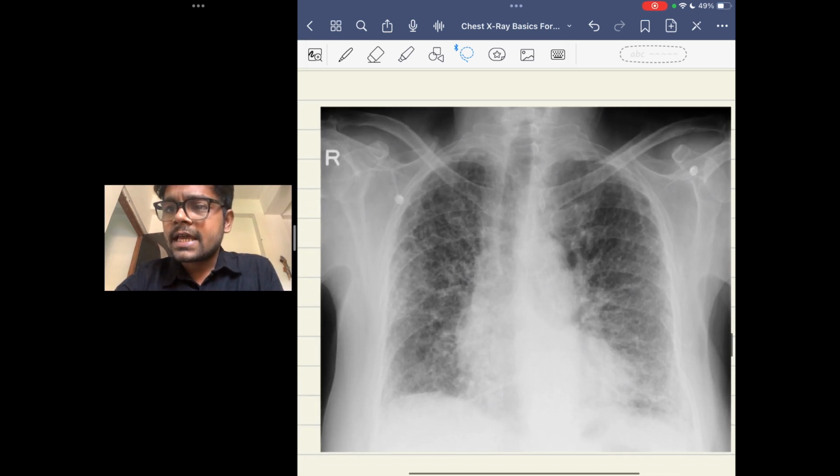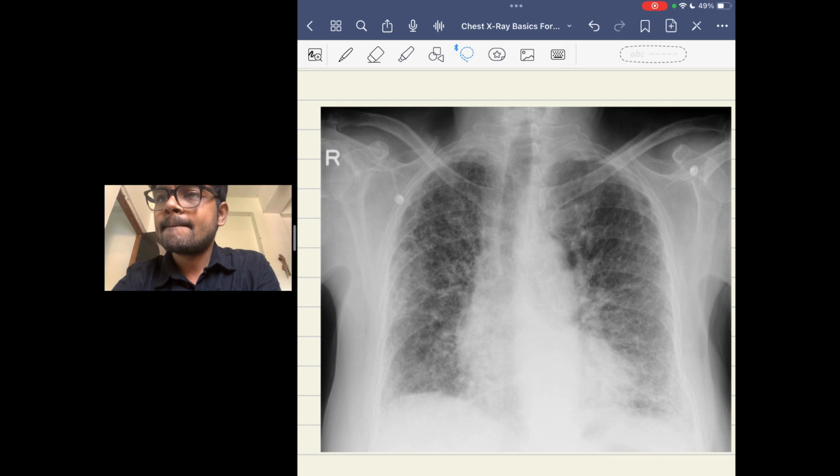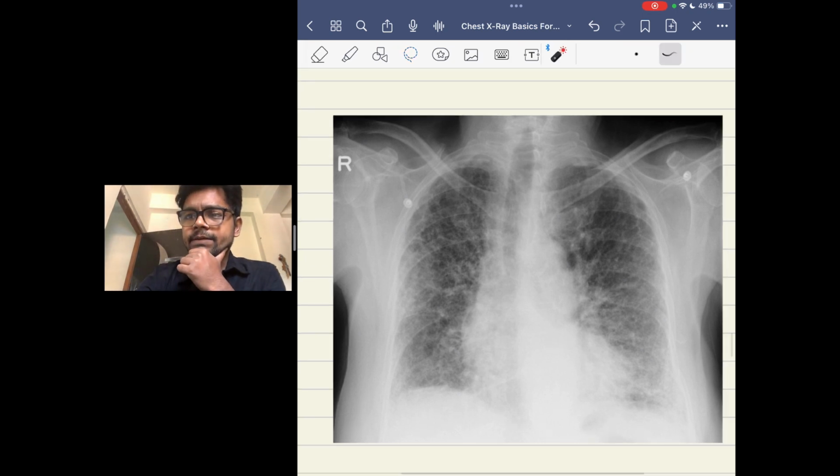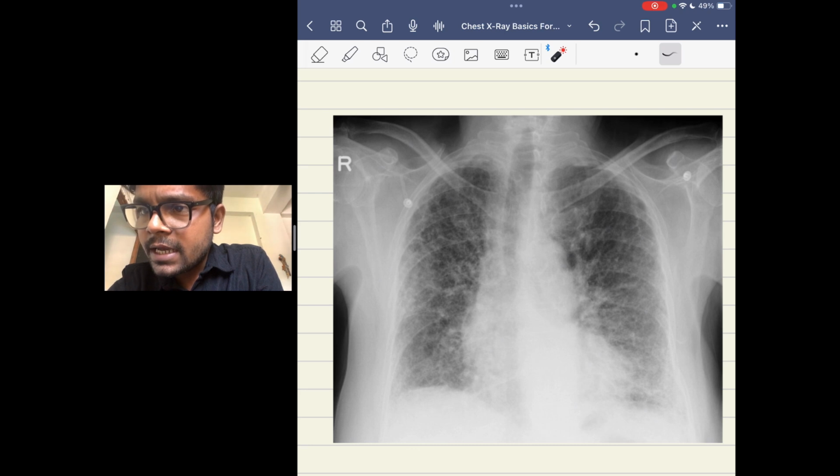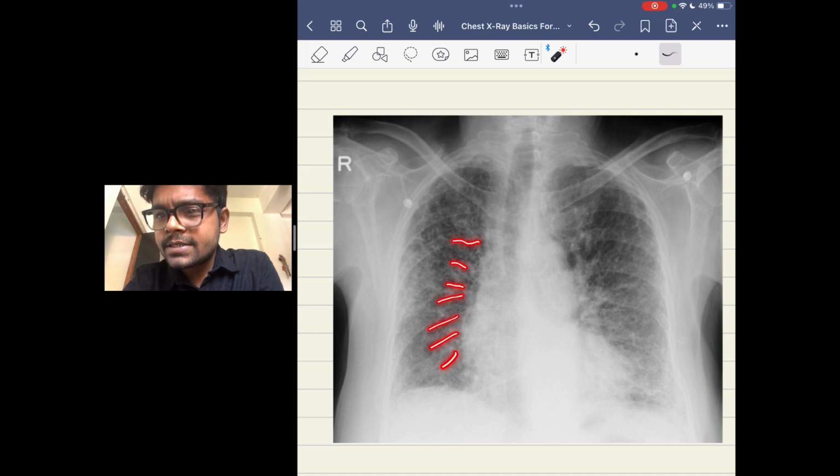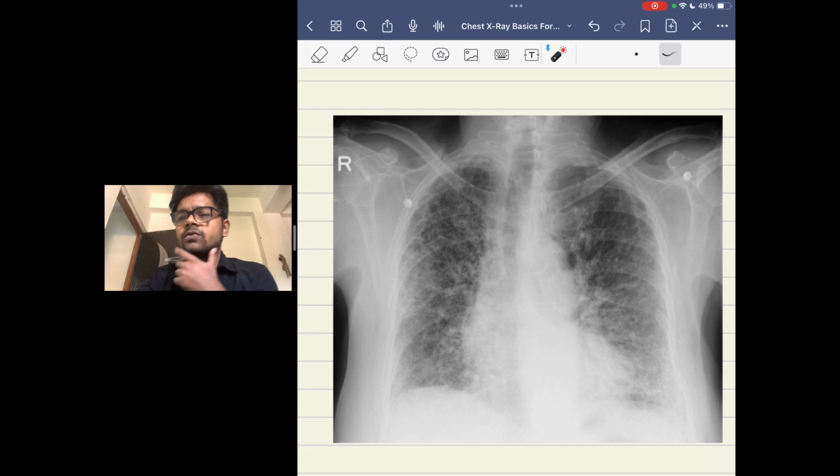So this is an X-ray again. So let us discuss this. Right. So what do you see in this X-ray? The trachea is somewhat deviated to the right. Can you appreciate that? And have you noticed that there are diffuse, patchy, reticular-like opacities everywhere in the bilateral lung fields? So why is it a reticular opacity?